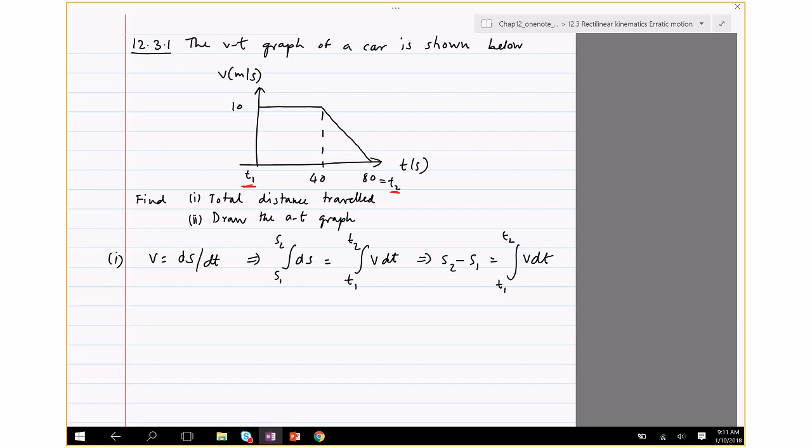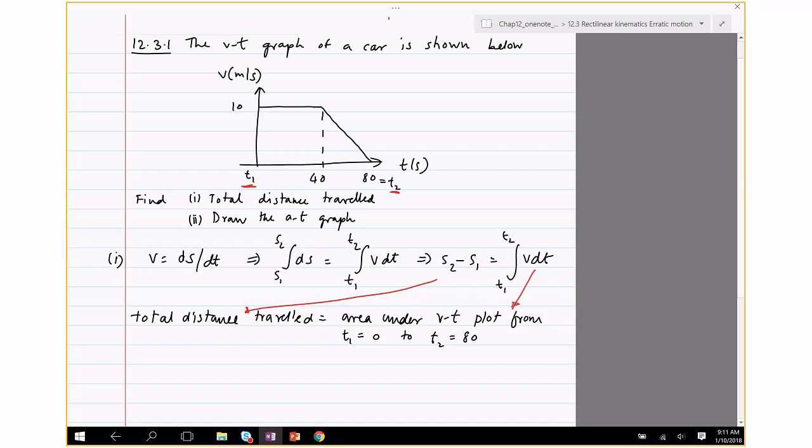So we want to find the total distance covered or traveled, which is the area under the v-t plot from T1, which is equal to 0, to T2, which is 80. So this is the total distance covered. This is the area under the plot. Here you have to remind yourself of the areas of shapes.